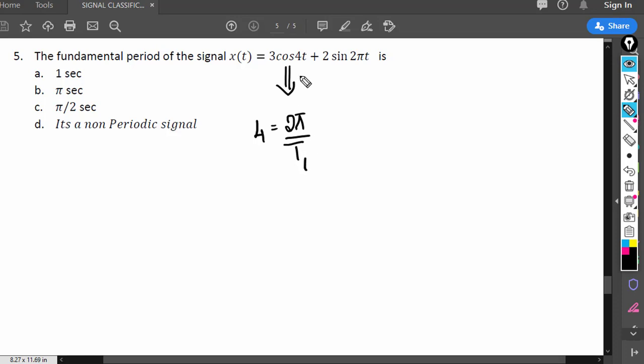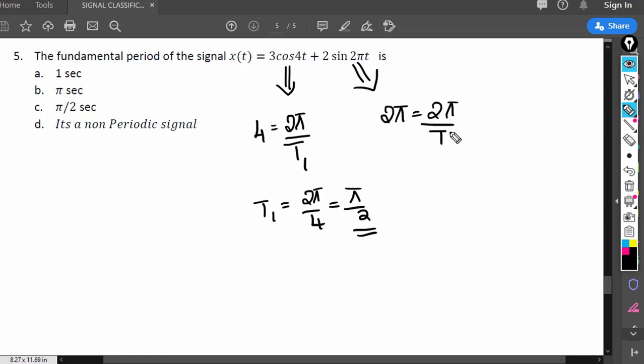Why did I call it T1? Because I have two signals. Now if I solve it for T1, what do I get? 2 pi by 4, which is equal to pi by 2. So T1 is pi by 2. Similarly, what is the fundamental period for the other signal? I have to equate the coefficient of t, which is 2 pi, so 2 pi is equal to 2 pi by T2. Why do I call it T2? Because this is the other signal. If I solve it for T2, I get 2 pi by 2 pi, which cancels out, so I get 1 second. This is pi by 2 second and this is 1 second.